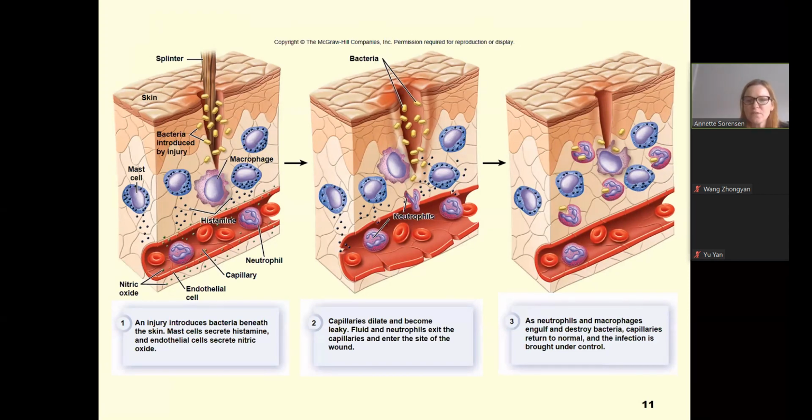Now, the neutrophils, the cells which are first recruited into the site of injury, produce cytokines, and it's these cytokines which are activating and recruiting other cells of the immune system. So the macrophages, for example, will be recruited because of cytokines produced by these neutrophils. The neutrophils and the macrophages, which have phagocytotic activity, then start to engulf and destroy these bacteria. Once that's done, the capillaries will return to normal and the infection is brought under control.